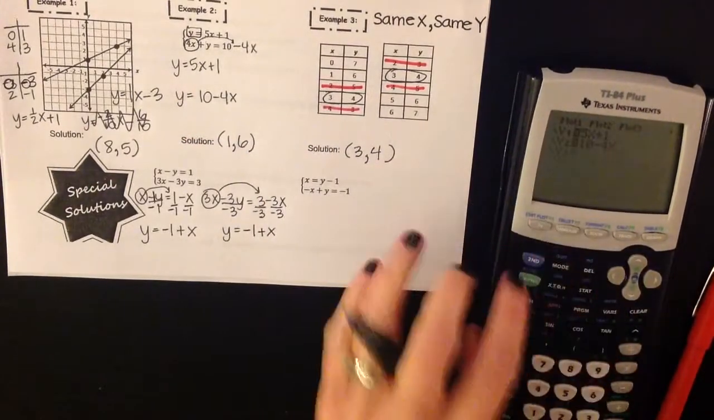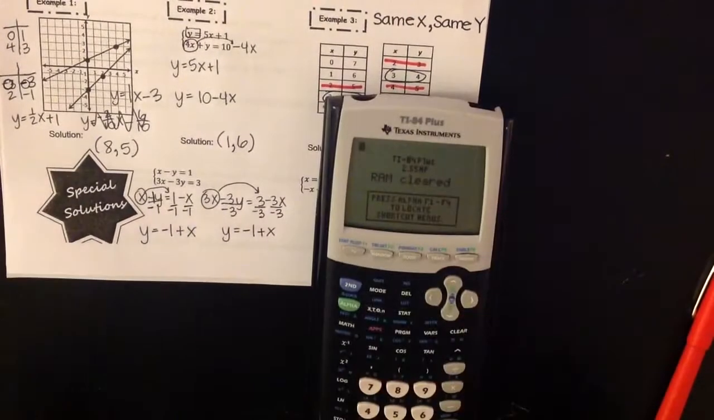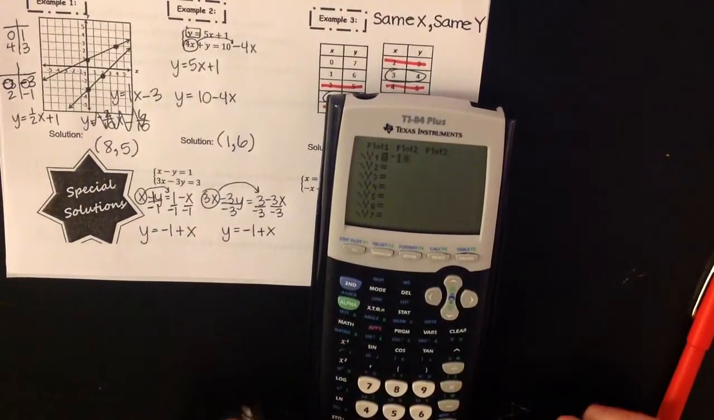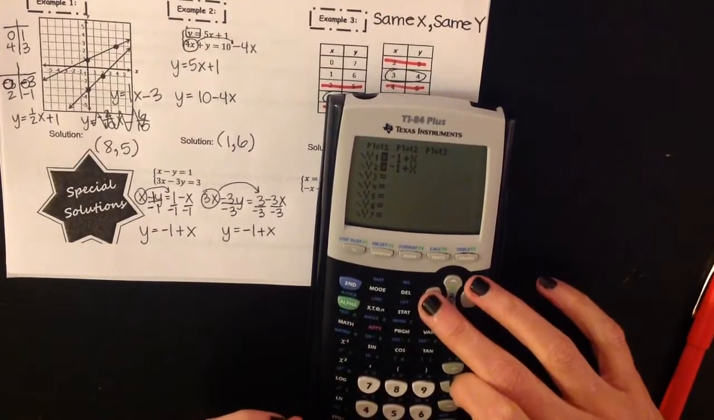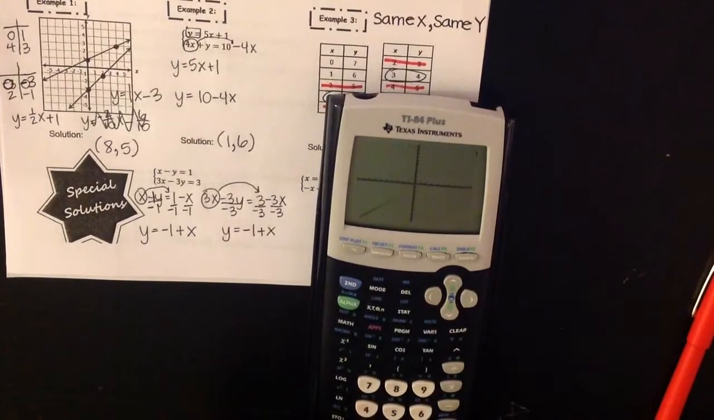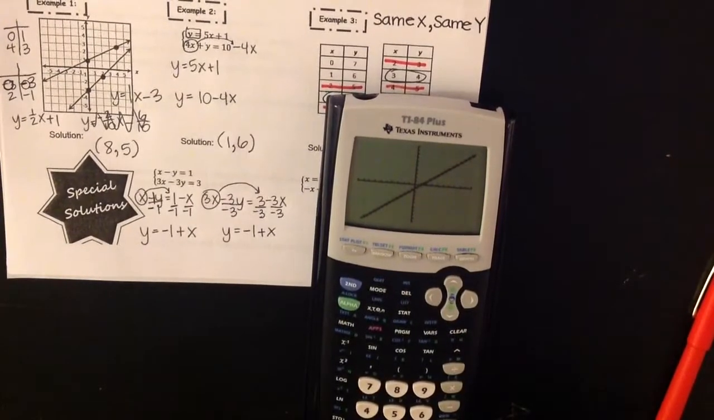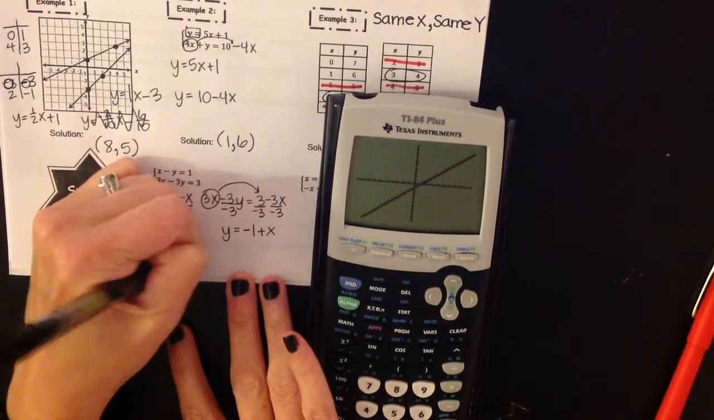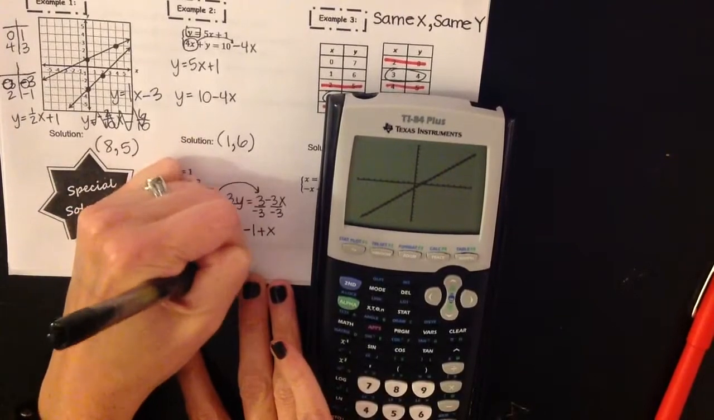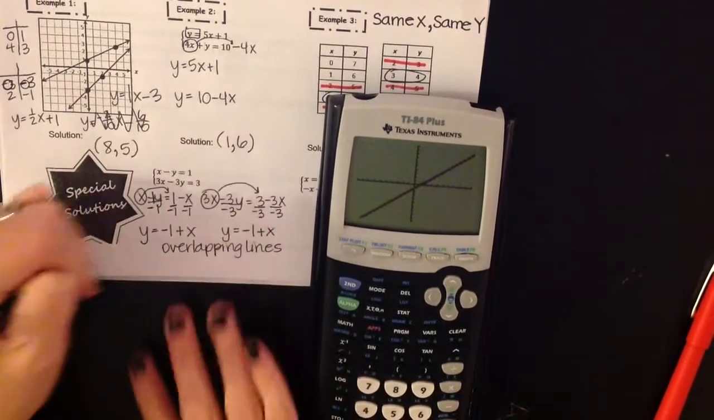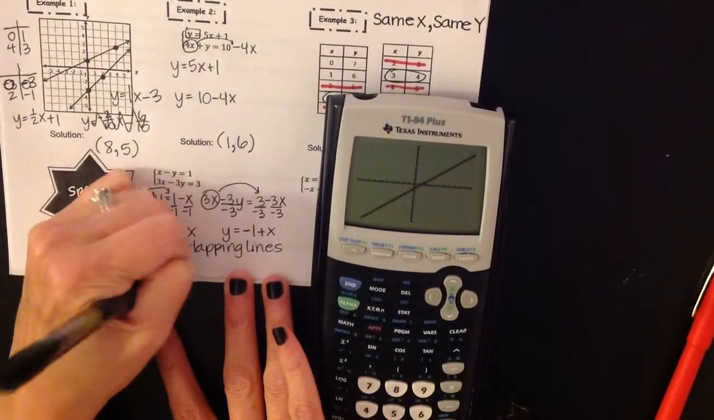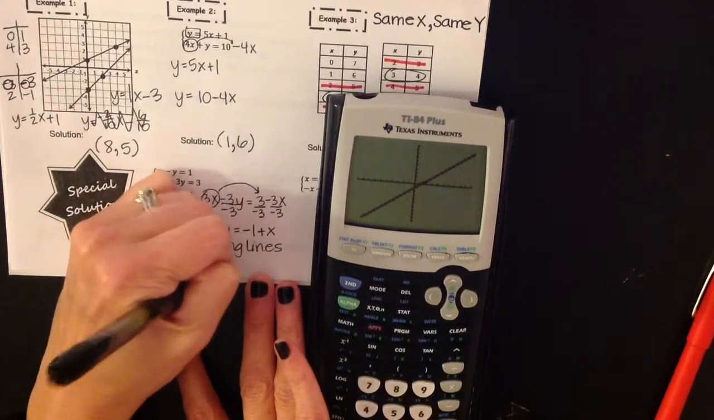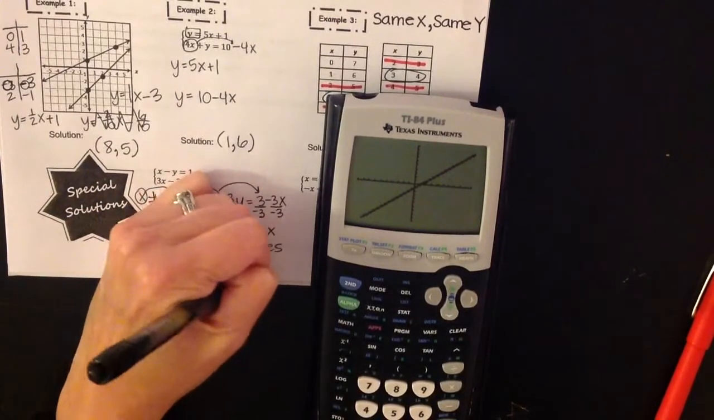And now I'm going to graph these, so I'm going to clear my calculator. So I'm going to go to y equals, I've got negative 1 plus x, negative 1 plus x. And since I'm graphing both of them, I'm going to go ahead and change it to a thicker line. So there's one. And if you notice, y2 graphed right over it. So they are overlapping lines. And if you remember, if they are the same line, that is going to mean infinite solutions, because they share every point in the line. Infinite solutions.